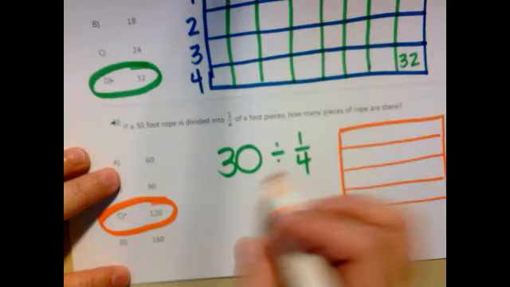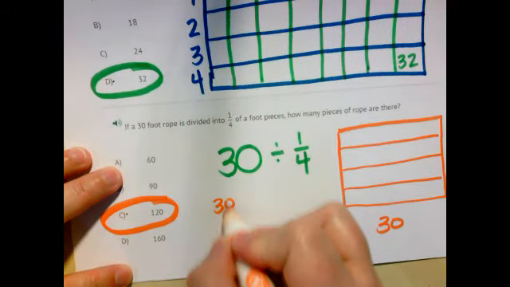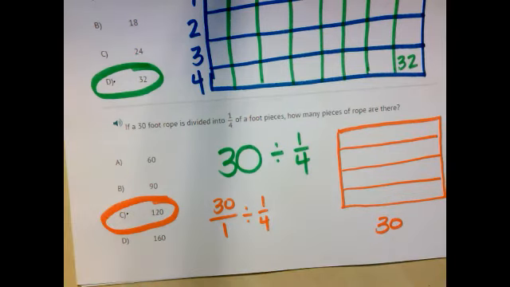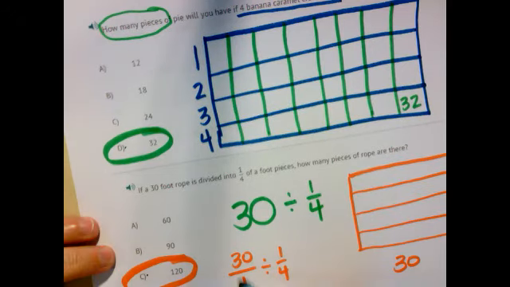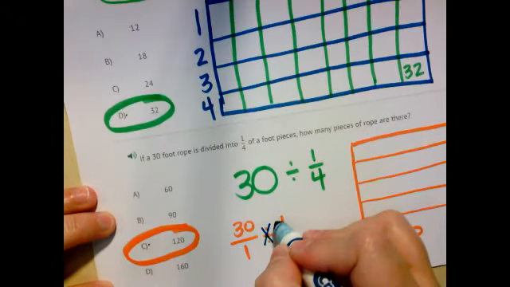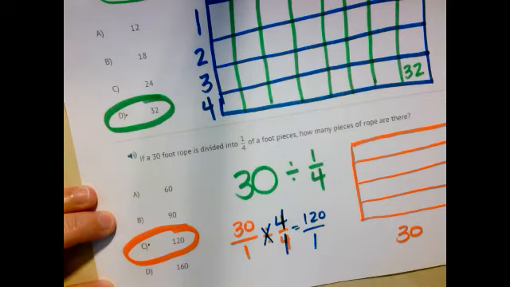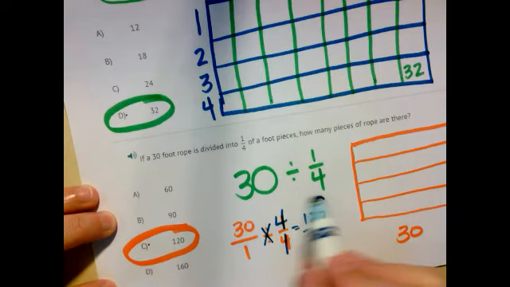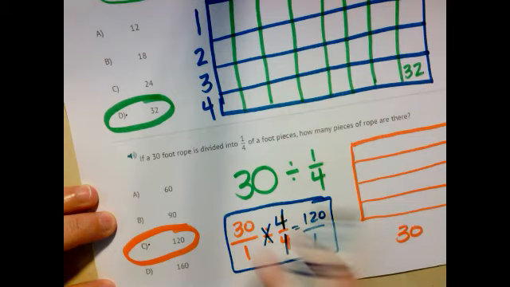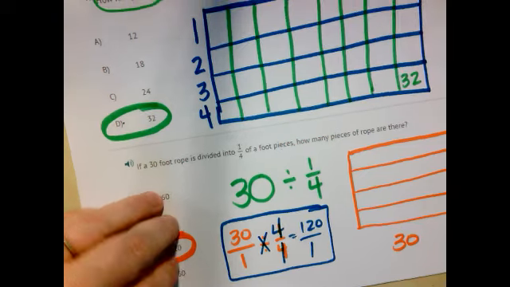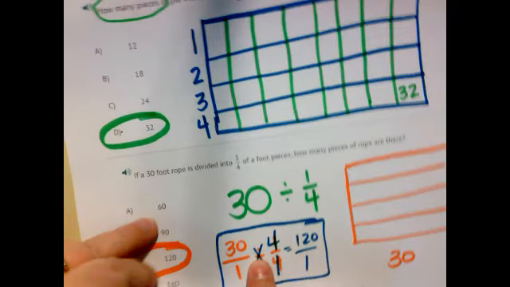Some of you are using the standard algorithm again, which, remember, it would look like this, and then you would have to multiply by the reciprocal, which would quickly tell you that it would be 120 pieces. Remember, this is not a 5th grade standard. You do not have to know how to do that. But if you can figure it out with a model, that is great. But I know some of you are using this, and I just want to make sure you're using it properly.